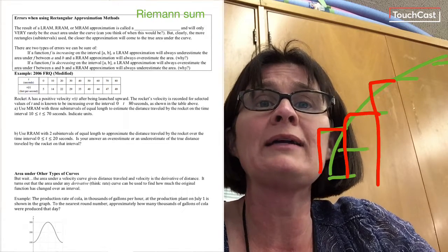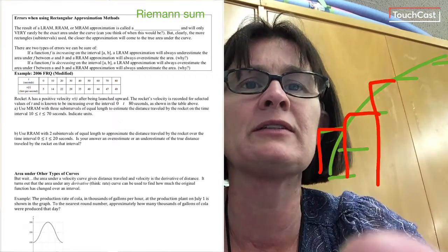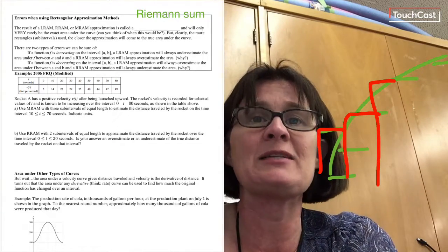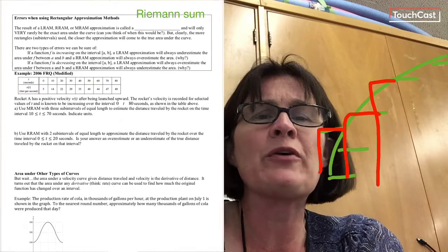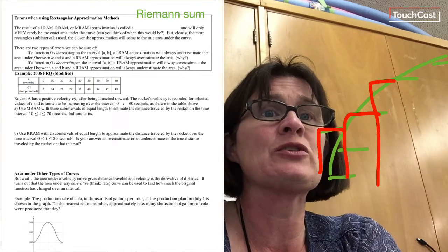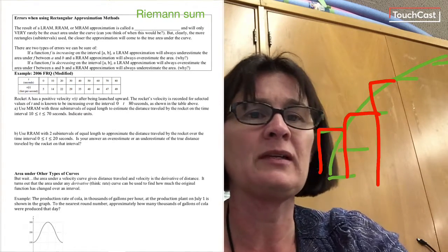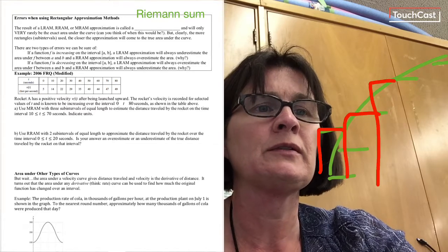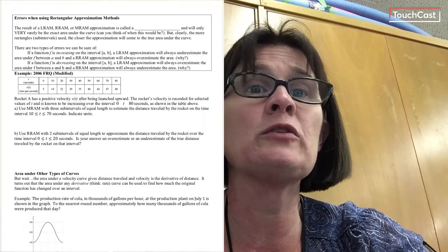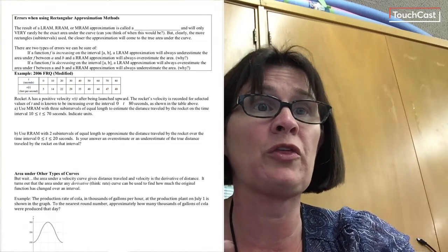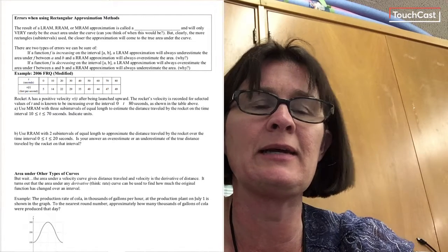So let's think about this example. I have a rocket. It has a positive velocity, and I'm missing my little left, center, equal-to signs, but I know some things about the velocity of the rocket from time 0 to 80. So use MRAM with 3 subintervals to estimate the distance traveled by the rocket from time 10 to 70. And I'm supposed to indicate units. Notice they've told me exactly how many rectangles to use. So 3 subintervals means 3 rectangles, and they should cover from time 10 to time 70.